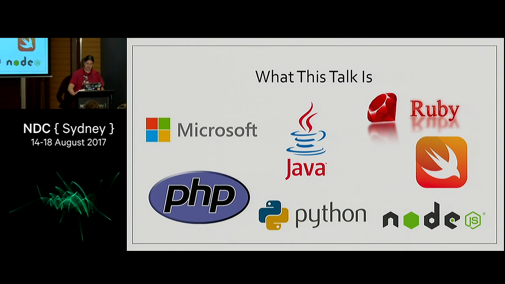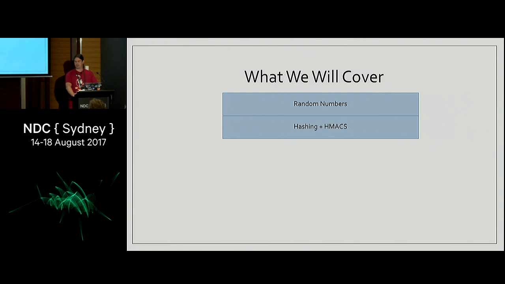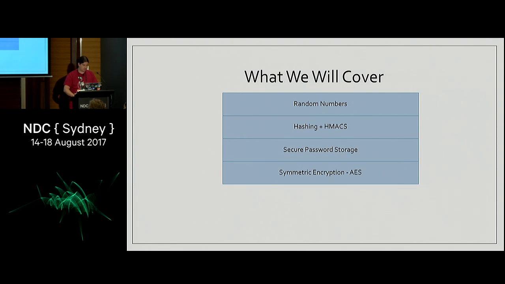Okay, so we're going to cover quite a bit of ground. We're going to break it down into a series of abstractions, I guess, because we love abstractions. First of all, we're going to talk about random numbers and why they're important, because they underpin everything that we do in cryptography. We're then going to look at hashing and HMACs, or hash message authentication codes. Then we're going to talk a bit about secure password storage and what's a good technique and what's not a good technique to use.